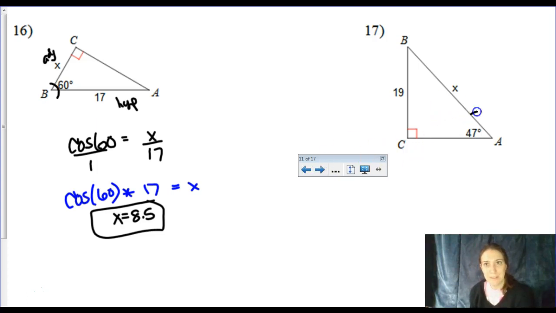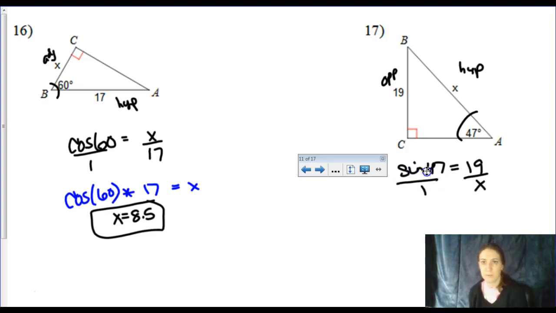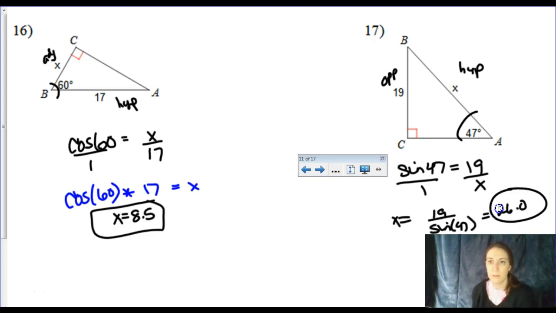Alright, number 17, we have the opposite and the hypotenuse. So we're setting up sine again. Sine of 47 equals opposite over hypotenuse. So this is one of those cross products where we're going to end up doing 19 divided by the sine of 47. So when you type that in, 19 divided by the sine of 47, you get 26.0 when you round to the nearest tenth.